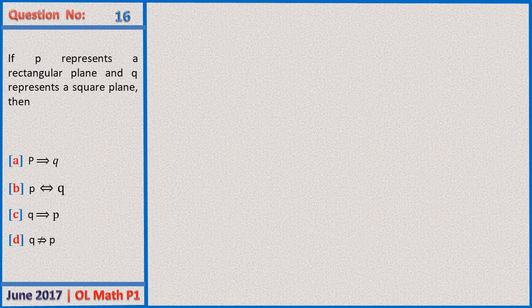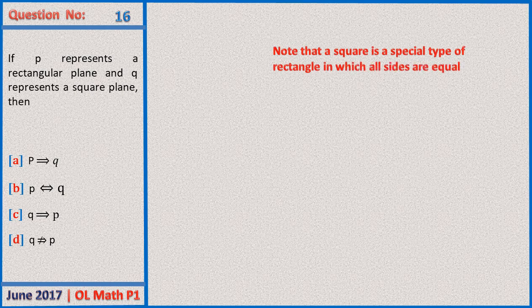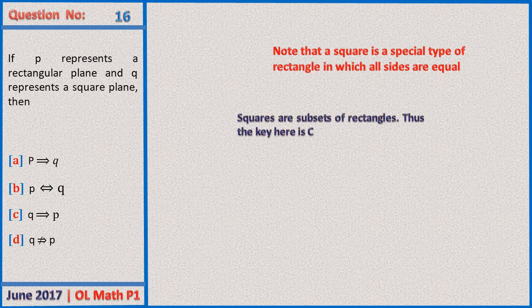Question number 16. If P represents a rectangular plane and Q represents a square plane, then note that a square is a special type of rectangle in which all the sides are the same. So all squares are subsets of rectangles. So all Q's implies P, or that is all squares are rectangles. So Q implies P. That gives us C.